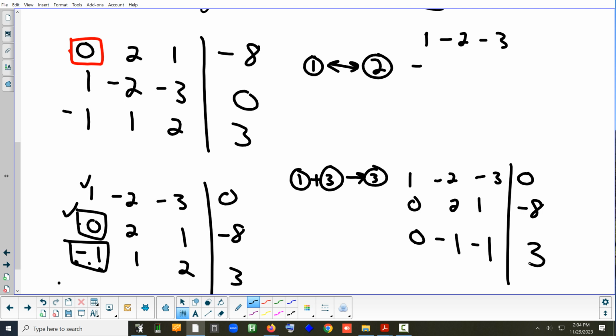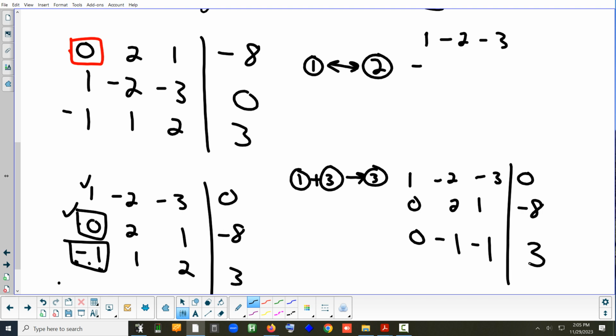Now what you basically have at this point is you have 2 equations, and they each have 2 letters. This middle equation is 0x plus 2y plus 1z equals negative 8. And 0x minus y minus 1z equals 3. So we got rid of the x in the second and third equations. Now we're going to get rid of something else. Okay. Any questions on that?